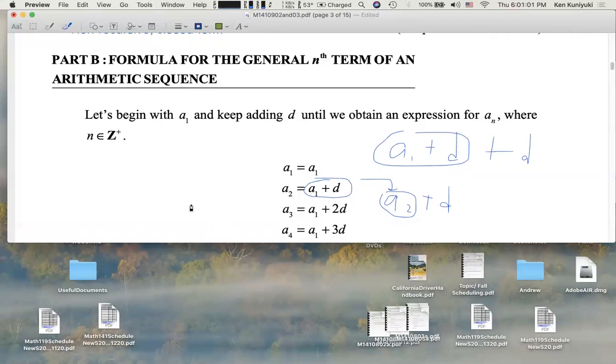Now, this makes sense because if you want to go from the first term to the fourth term, how many times do you add the 3? Once, twice, 3 times. There was a song called 3 Times a Lady. Once, twice, 3 times a lady. All right.